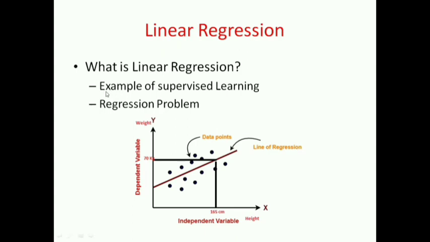So first of all, it is a problem of supervised learning. Why supervised learning? Because here we are provided with the exact values of the weights corresponding to the heights. Also, it is a regression problem. Why a regression problem? Because weight is a real valued number, as it can take any value from 0 to say 100 kg. So it becomes a supervised learning problem and a regression problem.